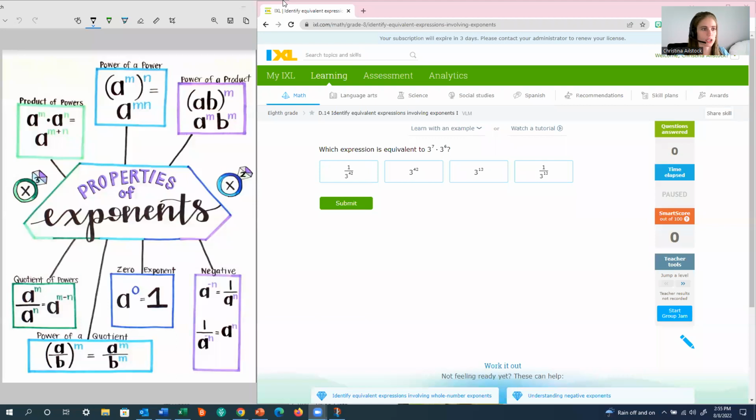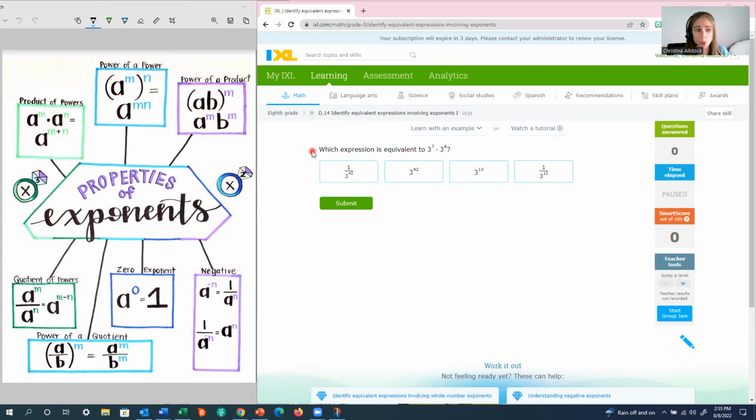All right, so let's take a look at our screen right here. As you can see on the left, we have our little anchor chart that we'll be using. And then on the right, we have our IXL assignment. So VLM, Identify Equivalent Expressions Involving Exponents, Part 1. First question, we want to know which expression is equivalent to 3 to the 7th times 3 to the 6th.